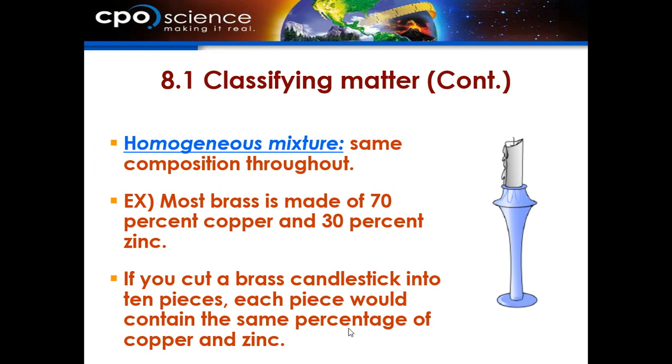Now we can break down mixtures into two categories: homogeneous mixtures versus heterogeneous mixtures. Homogeneous mixtures have the same composition throughout. The example here is a candlestick. Most brass is made of 70% copper, 30% zinc. Kool-Aid, it shouldn't matter if you have the first sip of Kool-Aid or the last sip of Kool-Aid. If it's well mixed, it should taste the same. Gatorade, same thing. Those are mixtures that are the same consistency throughout, the same ratios of those substances throughout the entire mixture. It doesn't matter if you cut the brass candlestick into 10 pieces, each piece would contain the same percentage of copper and zinc.